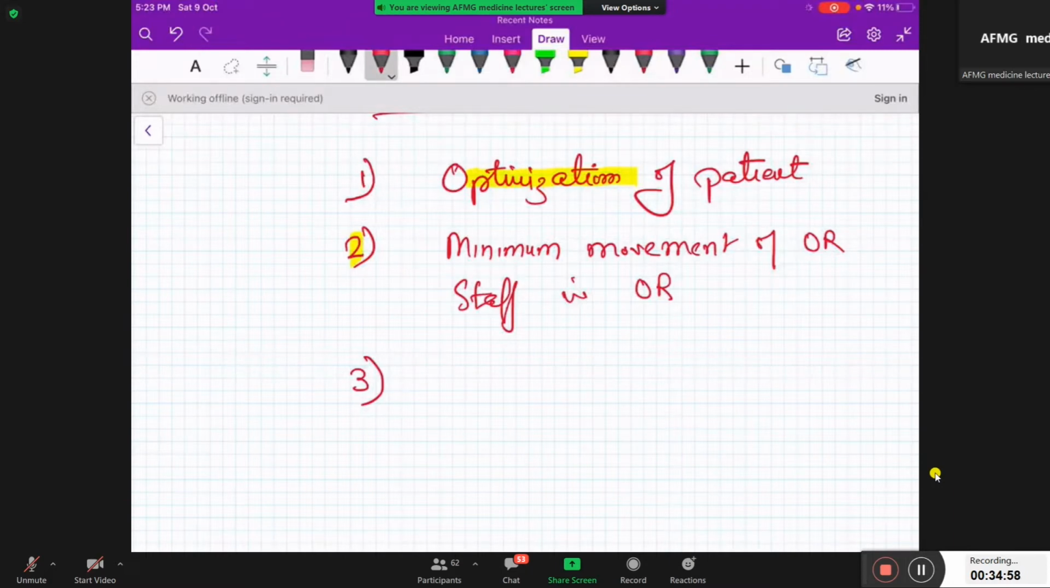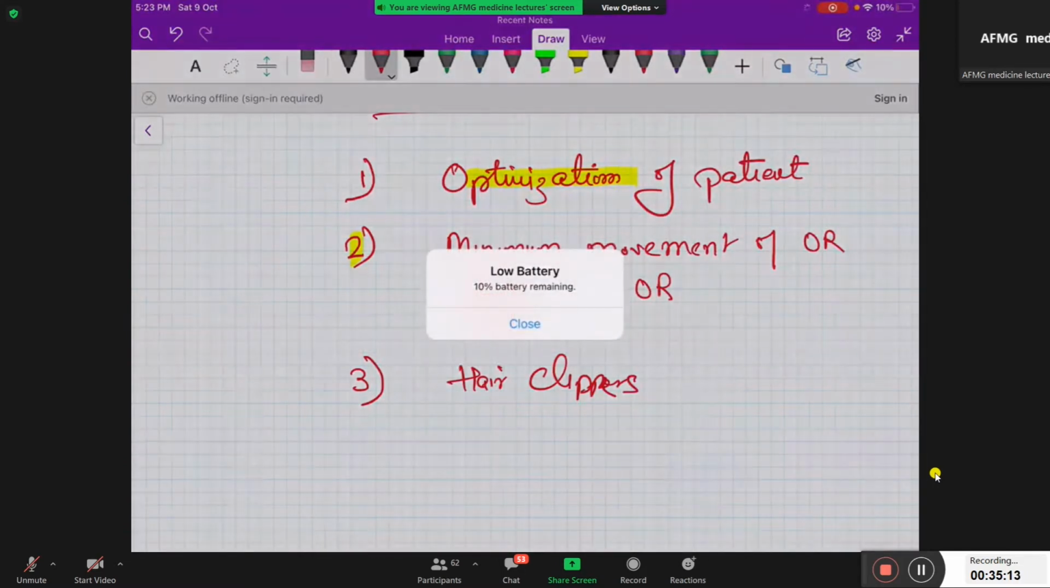But how will you remove it? What is the best method of removal? Checked in exam. Hair clippers. You should use hair clippers, no razors, right? And when should we use these hair clippers? Where to use these hair clippers?